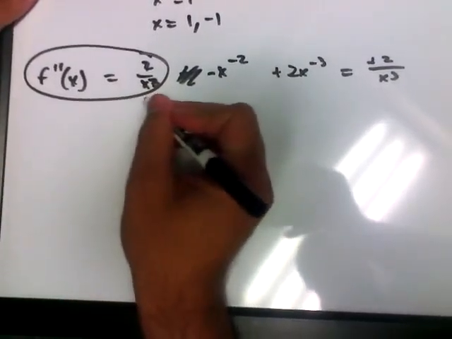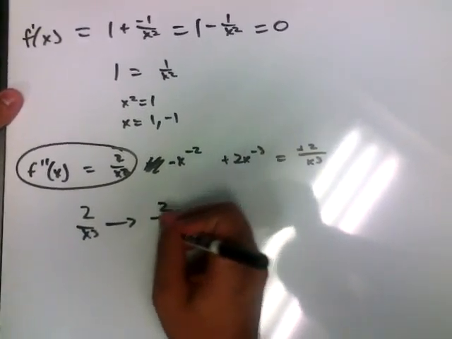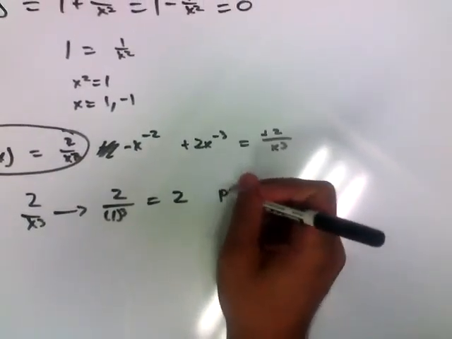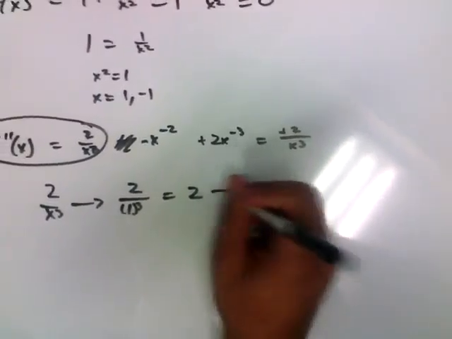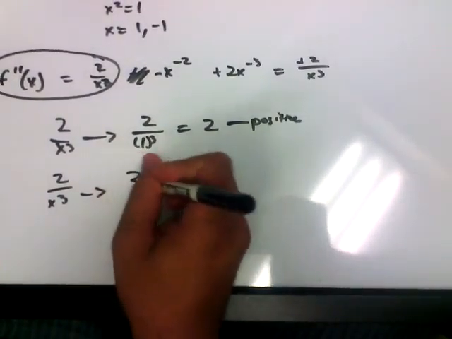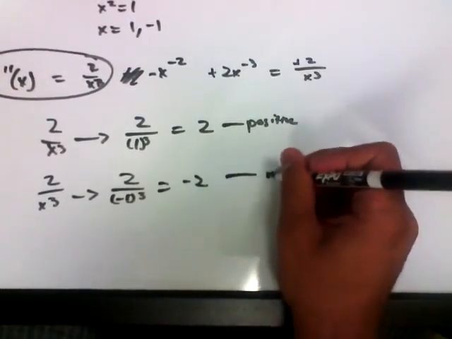So that's how we get that as our second derivative. Alright, so now we have this. We plug in the values that we got from the first derivative. So 2 over x cubed becomes 2 over 1 cubed, which equals 2, which is positive. Alright, then we have 2 over negative 1 cubed, which is negative 2, which is negative.